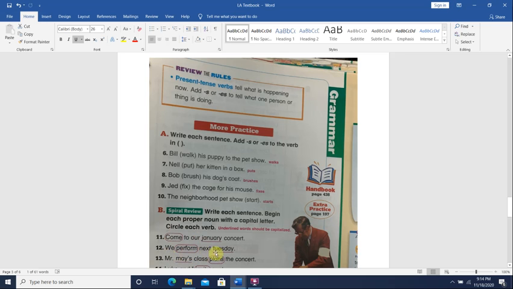We perform next Tuesday. Perform is the verb, and Tuesday we will underline and make the T capital because Tuesday is the name of a day.